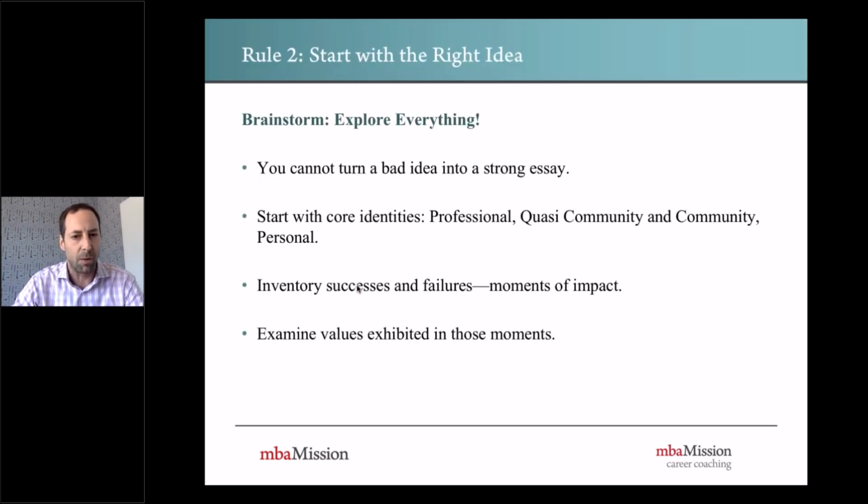Rule 2 is kind of related. Start with the right idea. Brainstorm and think about all aspects of your life. You can't just start writing and turn a bad idea into a strong essay with adjectives. It doesn't work that way. So start by thinking about your core identities, all of your professional identity, your community identity, your quasi-community identity. Things like, if you're, say, an excellent mentor at the office, it might not be the classic non-profit organization engagement. That's okay. It's still an identity that the school might want to know about.